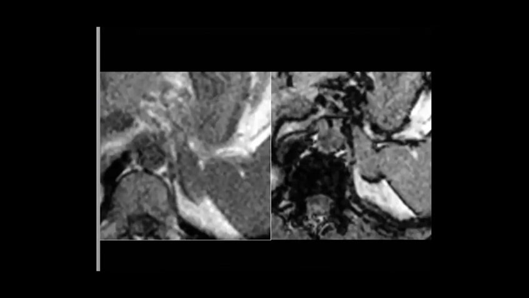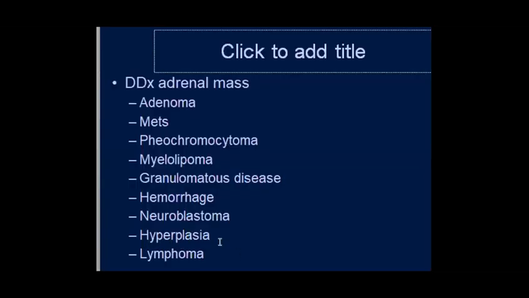So again, when you find an adrenal lesion, your differential will be adenoma, metastasis, and we mentioned hemorrhage in these cases before, myelolipoma, pheochromocytoma, granulomatous disease. Lymphoma. Primary tumor as well. Neuroblastoma.